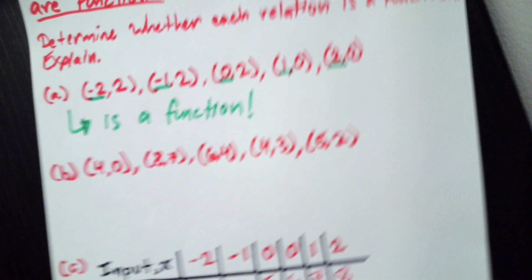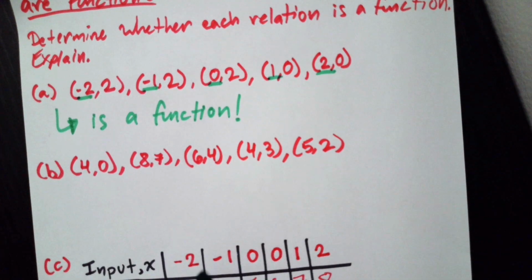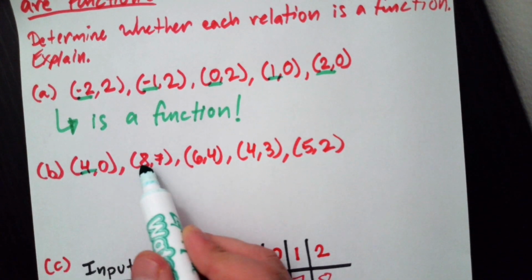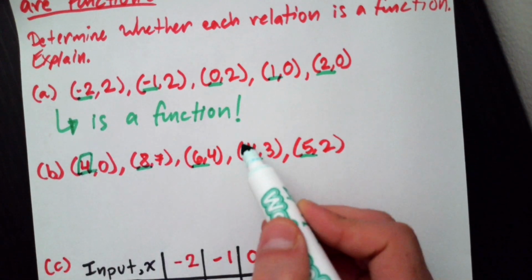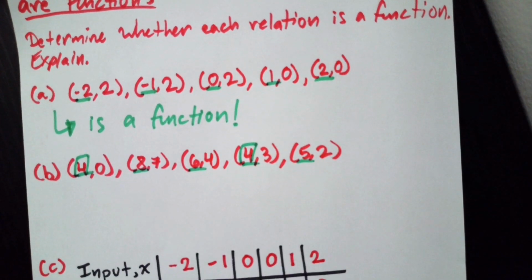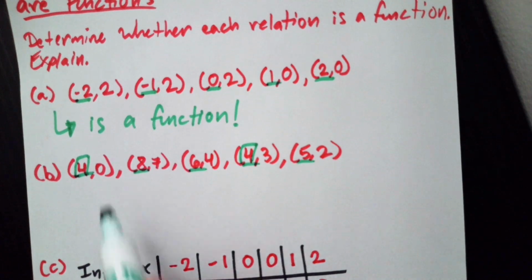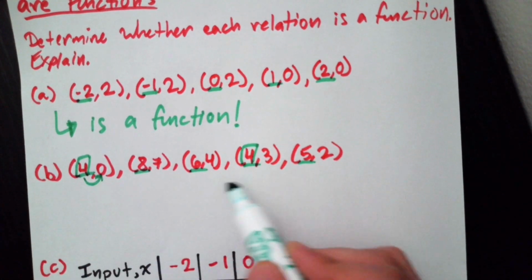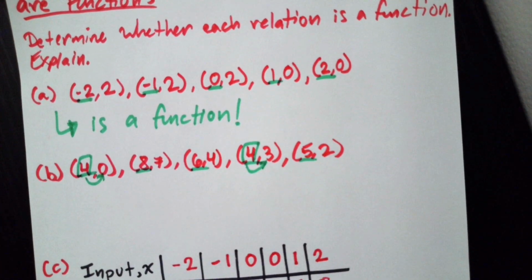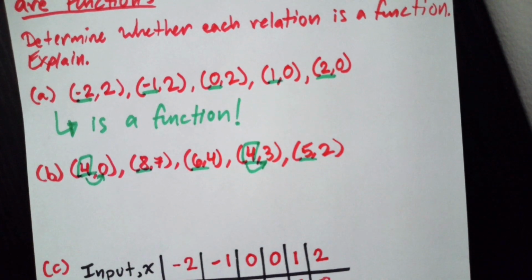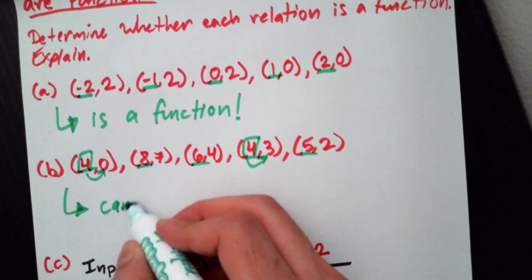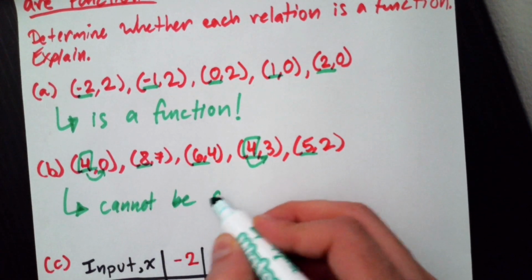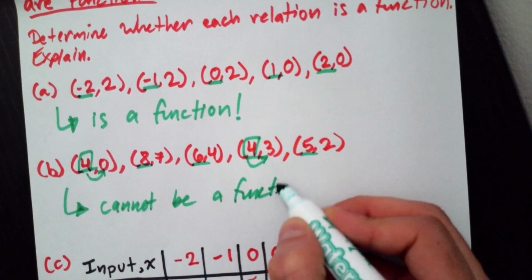Then we have part B. Again, we have coordinates. Let's see. We have 4, 8, 6, 4, and 5. So right here is my red flag. I have a repeated input, and on top of that, it's giving me a different output. So that's literally going against the definition of a function. This, therefore, cannot be a function. It's not a function.